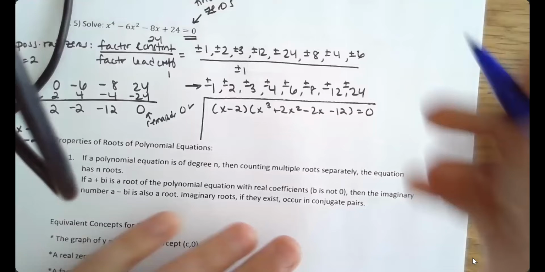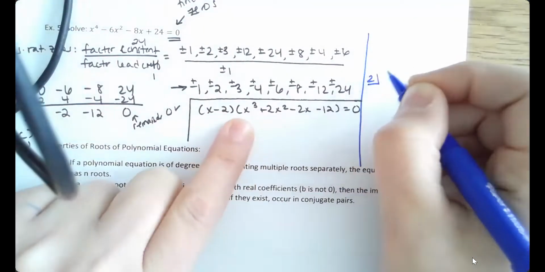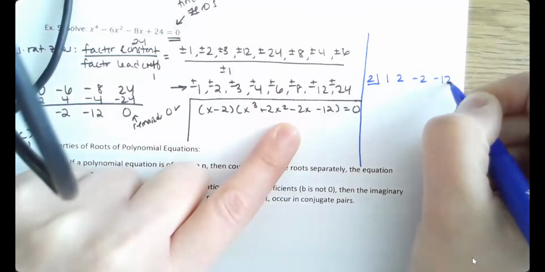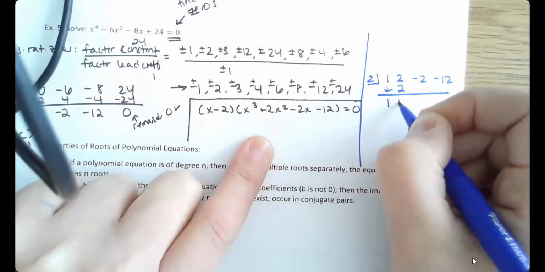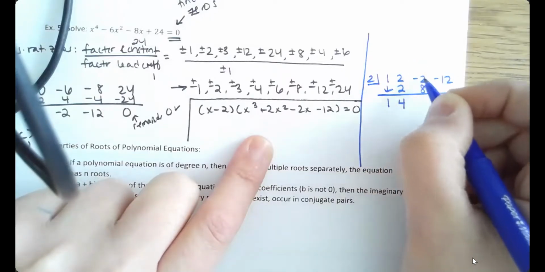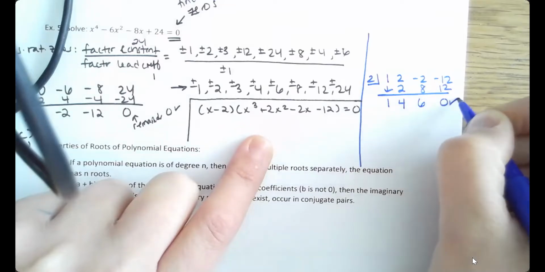Okay, I'm going to do it over here on the right. So again, I'm going to try 2, and I have 1, 2, -2, and -12. 1 times 2 is 2, then I get 4. 2 times 4 is 8, so here I'm going to get 6, and 2 times 6 is 12, and I get 0. So again, it worked.